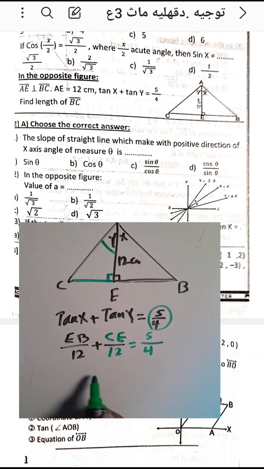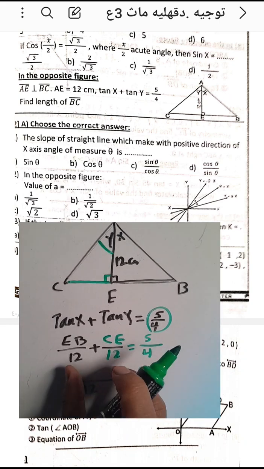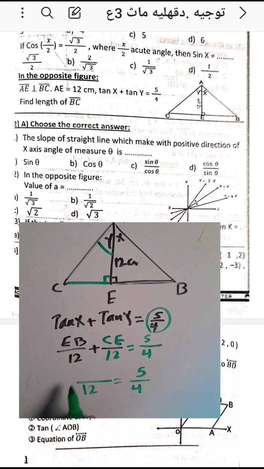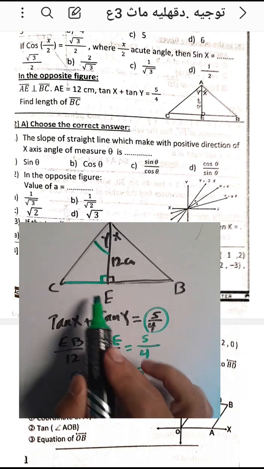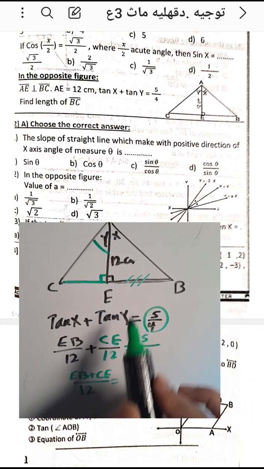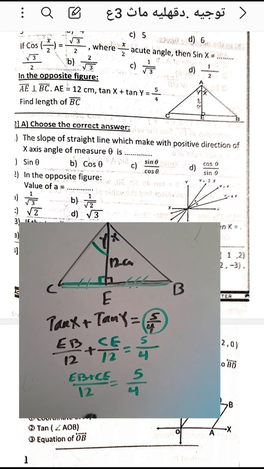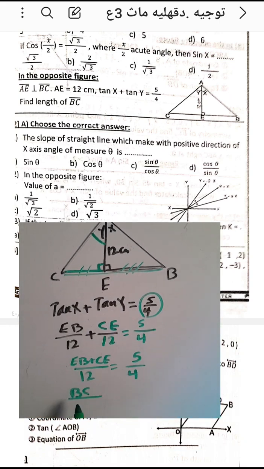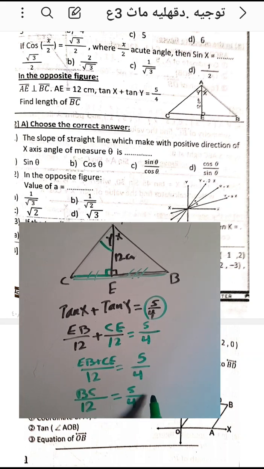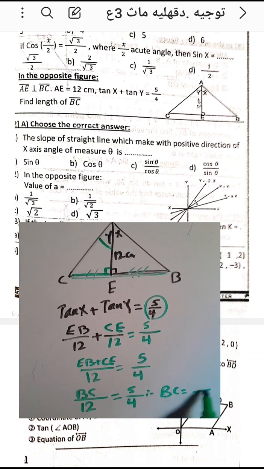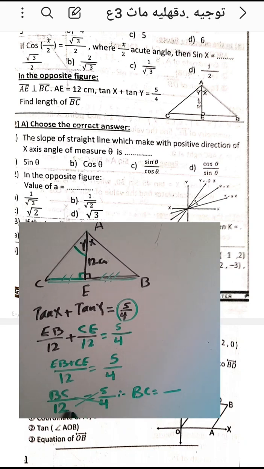You can add them because we have the same denominators of 12. Then we add EB plus CE, and the sum of them will be BC. Then BC over 12 equals 5 over 4. Then BC equals, using the rule that the product of extremes equals the product of means, 5 times 12 divided by 4.